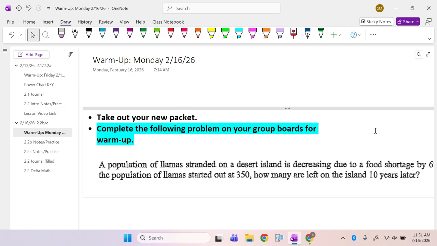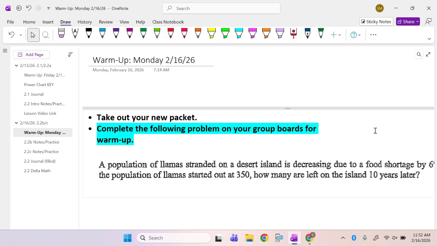Now, this problem right here is either going to be a growth or a decay. So it says the population of llamas stranded on a desert island is decreasing due to a food shortage by 6% per year. If the population of llamas started out at 350, how many are left on the island after 10 years? So first off, we got to identify which formula we're using. Is this going to be an exponential growth or a decay? Decay. Why? It says decreasing. Keyword, decreasing. That means we're going down, which means decay. So we're using this formula.